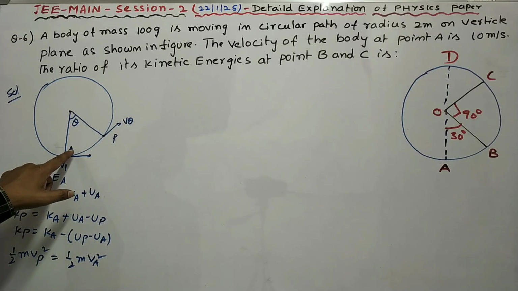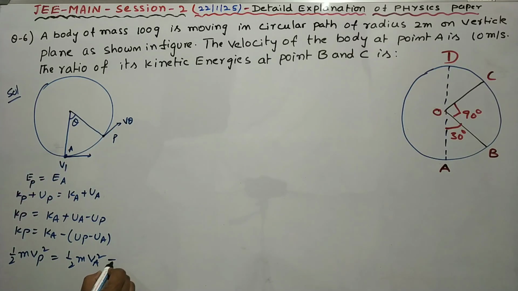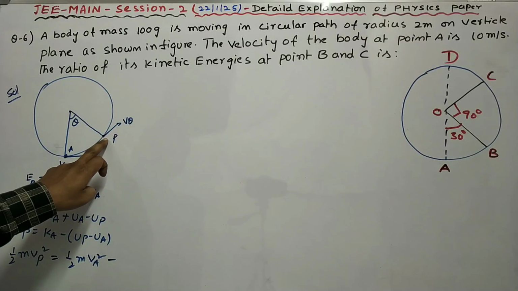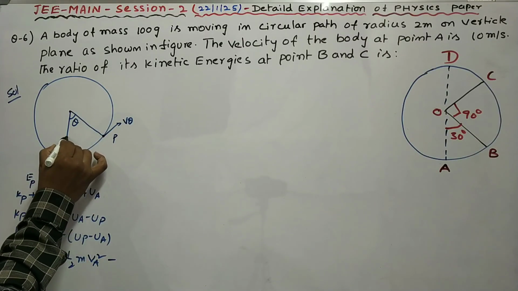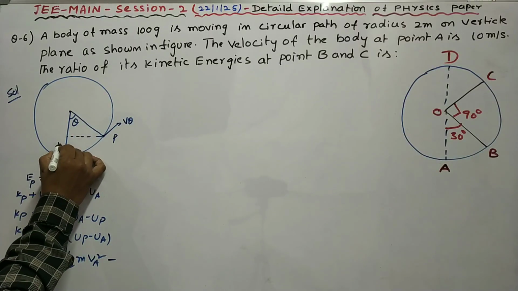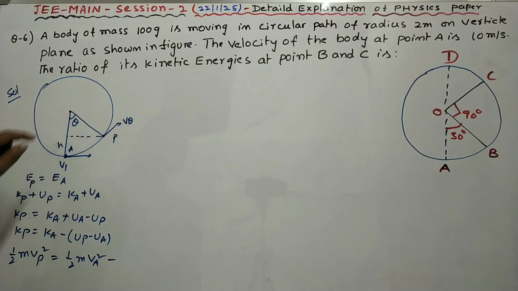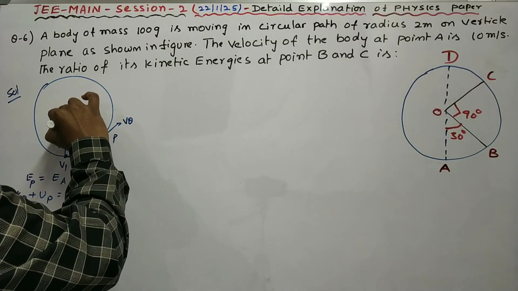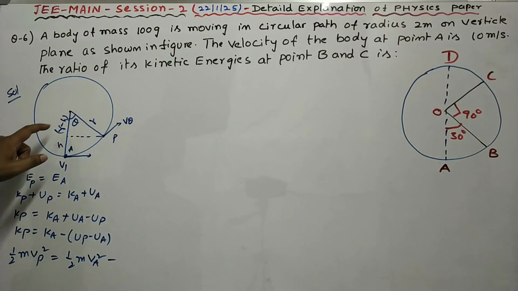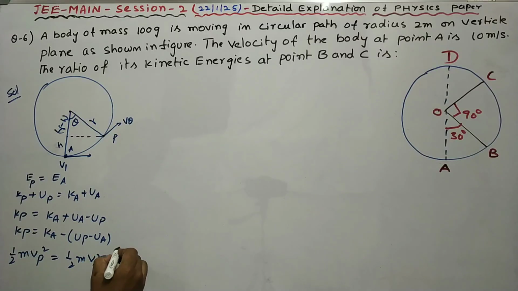That means kinetic energy at point A, okay, minus what you know? UP minus UA. UP is the potential energy at point P. That means when the particle reaches point P, it covers some height h. Okay, so you know this is R. This is equal to what? R minus h. What is it? R minus h. So we may write the total.